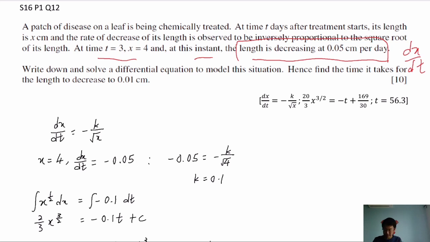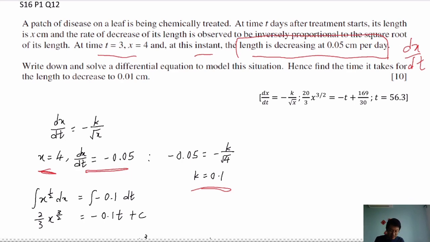So it is dx/dt when t equals 3 and x equals 4. Just substitute the values for x inside, and then dx/dt equals negative 0.05, which enables us to find the value for k in that case. So we have k, which is 0.1, to work with. Okay, so next one.